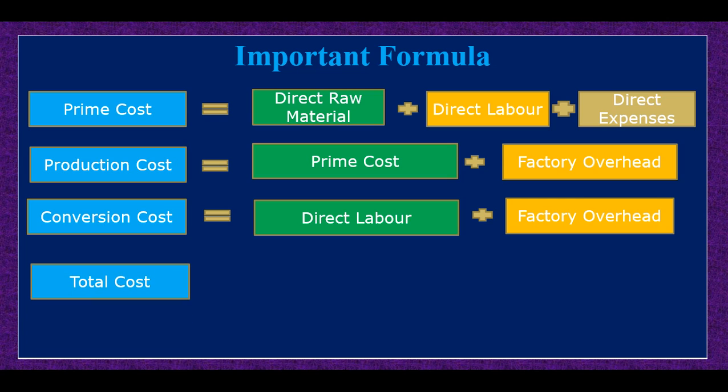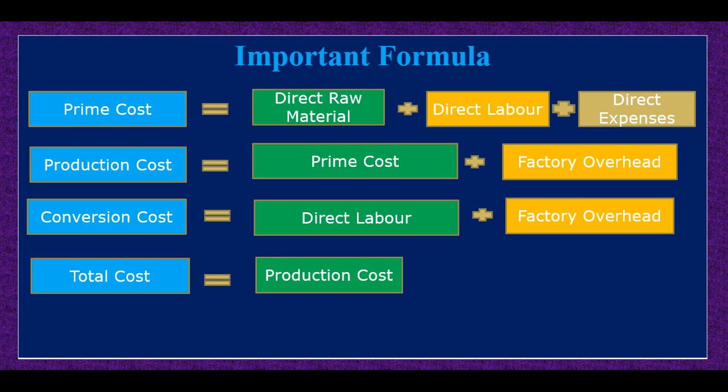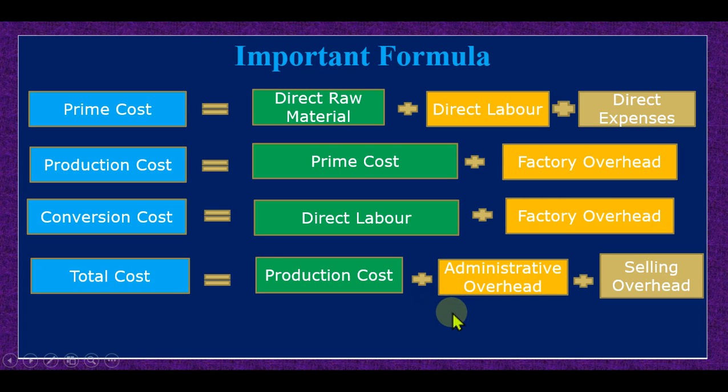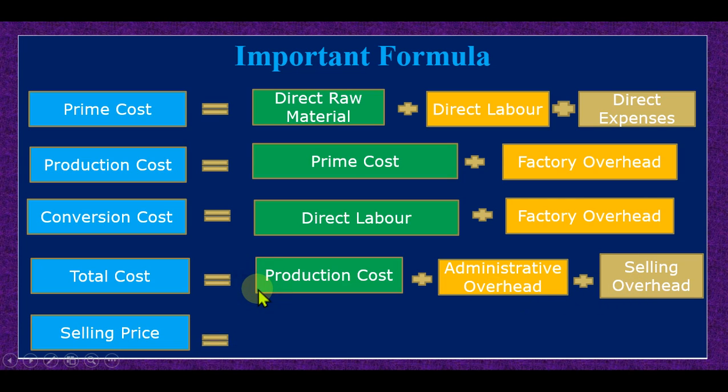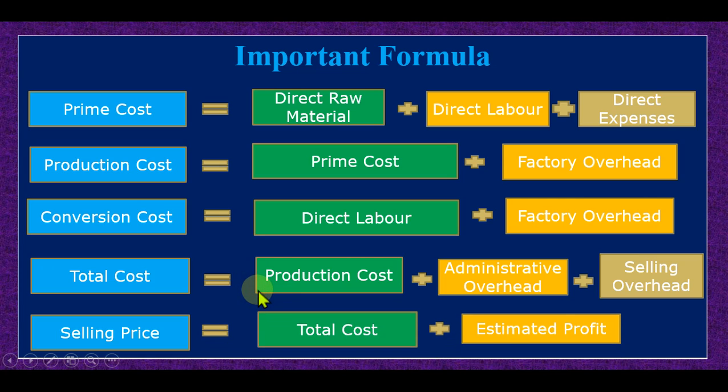Dear student, our next formula is total cost. Total cost equals production cost plus administrative overhead plus selling overhead. That means these three things make total cost: production cost added with administrative and selling overhead. Last one, selling price. Dear student, total cost plus profit, desired profit, estimated profit, then it is selling price.